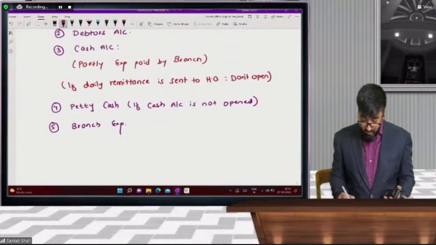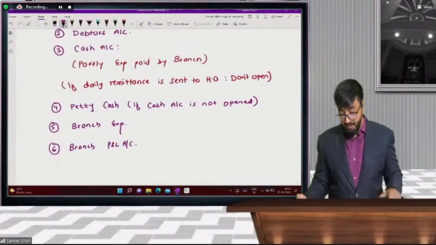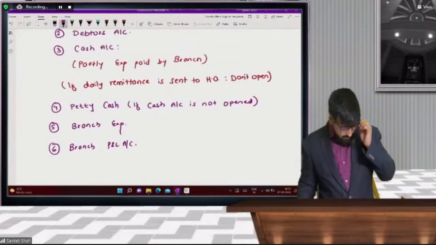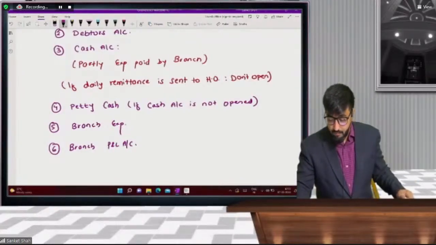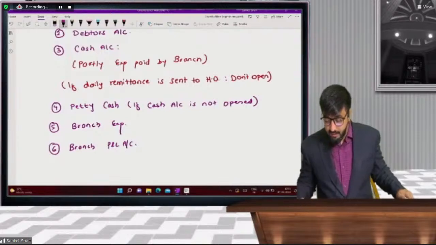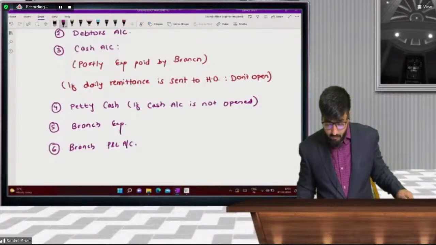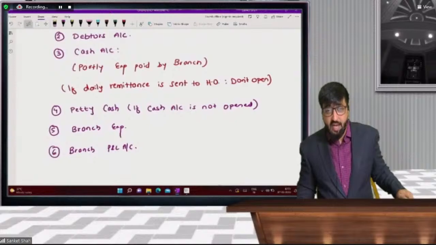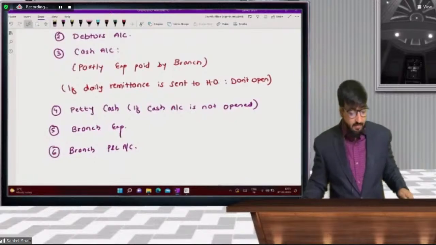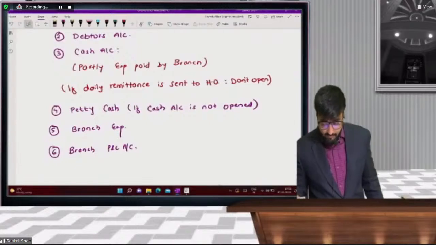Number 5, branch expense account. And number 6, branch P&L account. Now you understood it. Easy, right? So the list is: stock, debtors, cash, petty cash (petty cash if cash is not open), branch expenses, and branch P&L. That is step number 1.